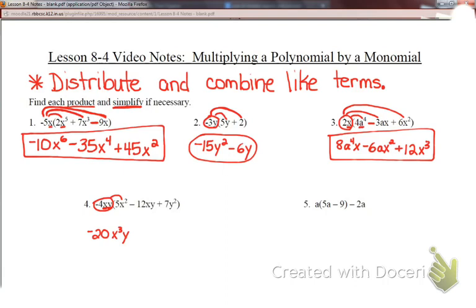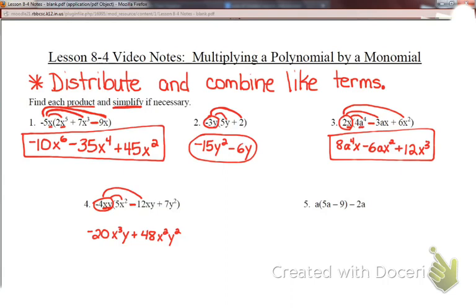Next term, you have negative 4xy times negative 12xy. So negative 4 times negative 12 is positive 48. And then each letter is being multiplied by another one. So x times x is x squared, and y times y is y squared.